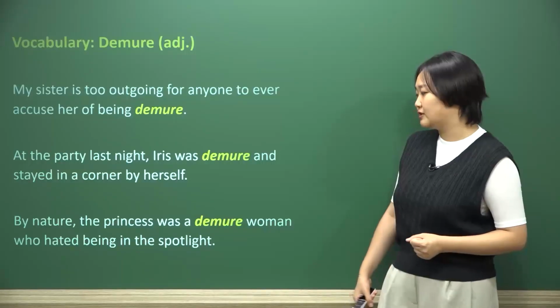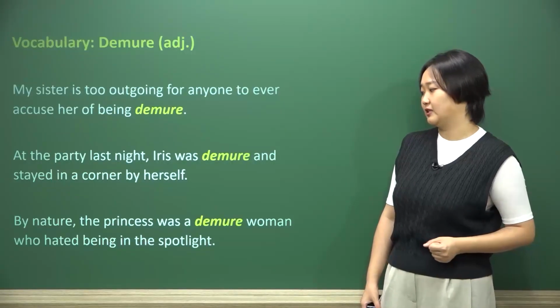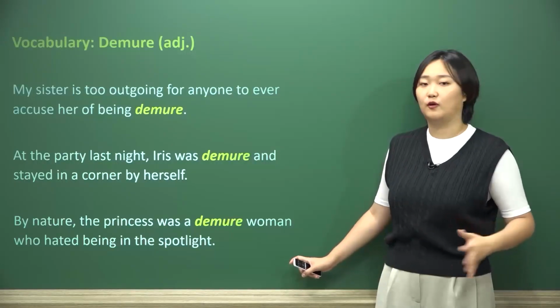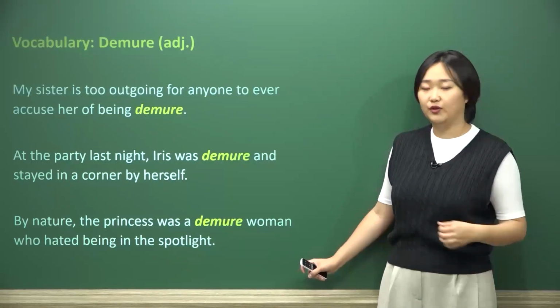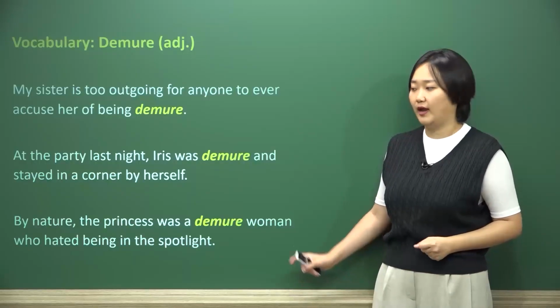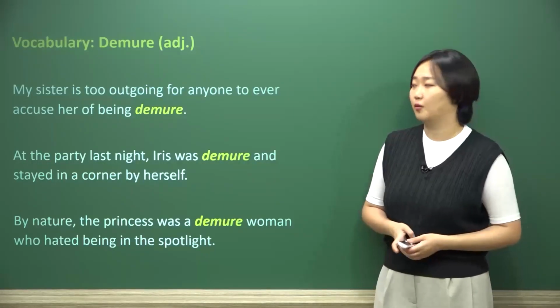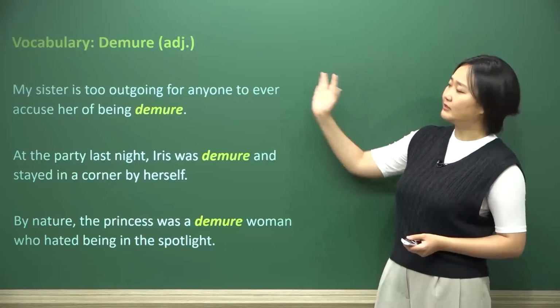And by nature, the princess was a demure woman who hated being in the spotlight. So again, very reserved, doesn't want to be out in the spotlight, doesn't want to be out and about, being told different things and being seen in a certain way. And so she keeps to herself. She makes sure that she has her own space to call private. So that's the word demure.